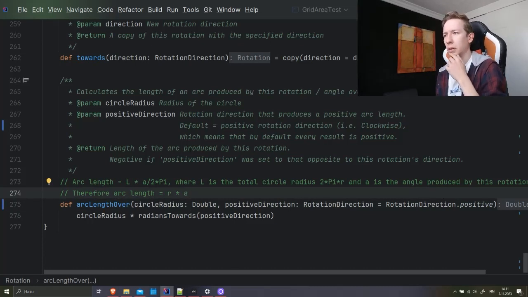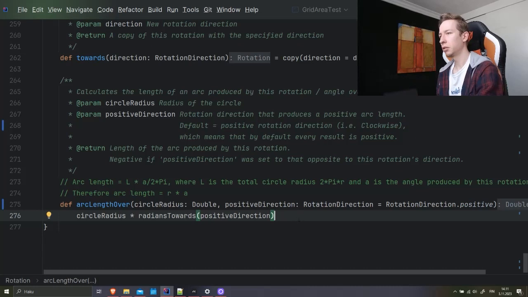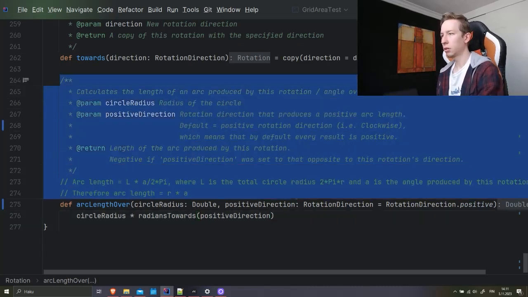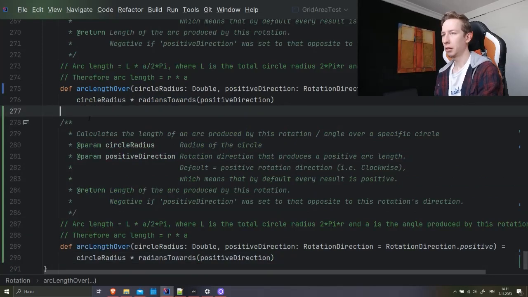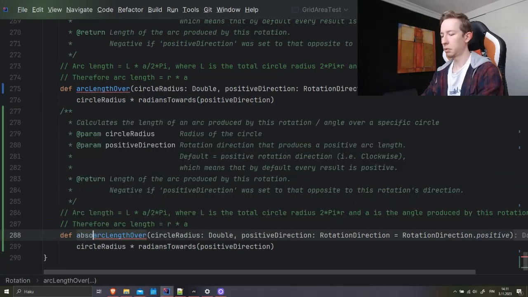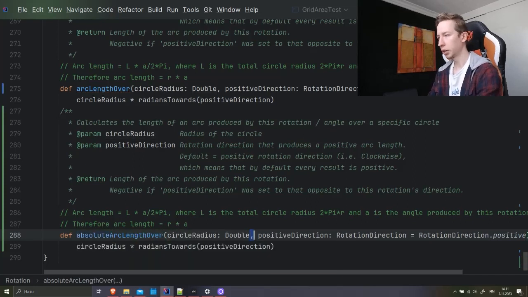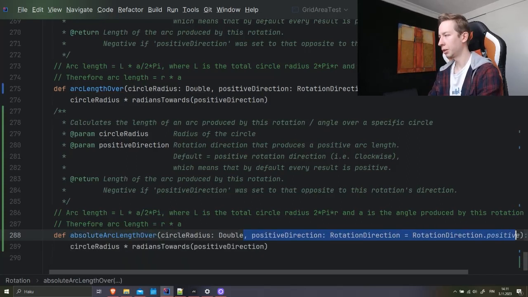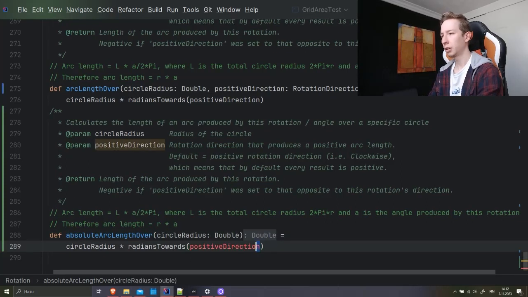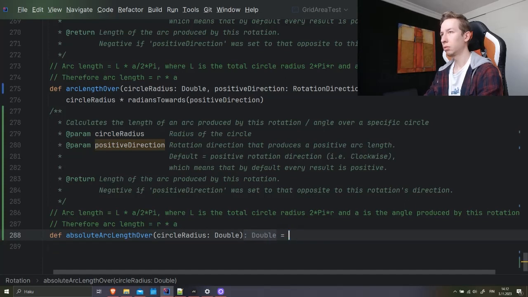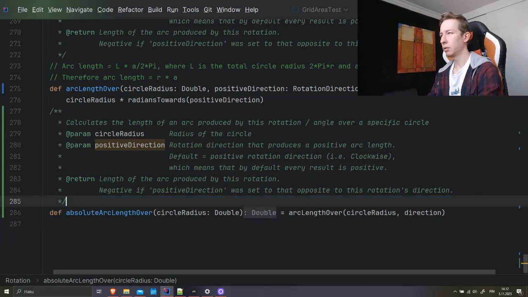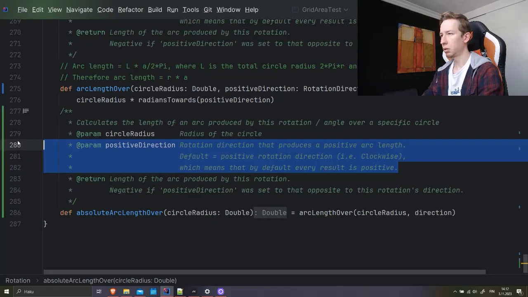Okay, and now this we need to move to the absolute version. So let's copy and add absolute arc length over circle radius. Remove this parameter over here, and then use arc length over circle radius and specify our direction. Okay. This comment is unnecessary. This is unnecessary.